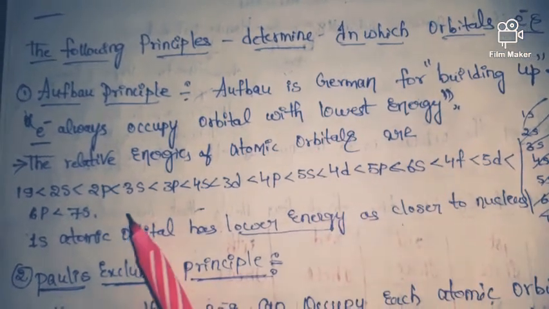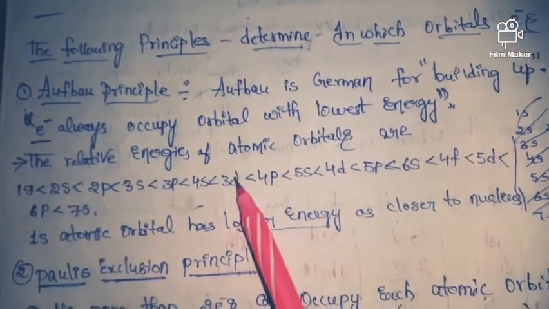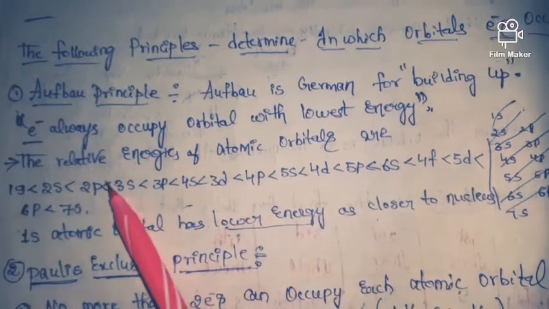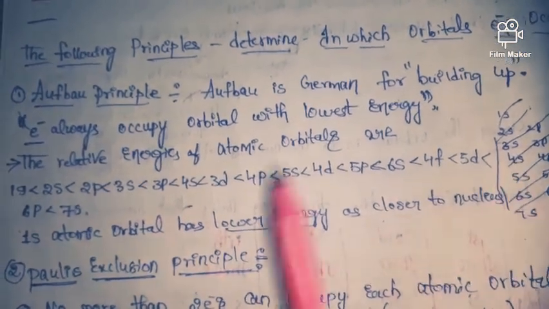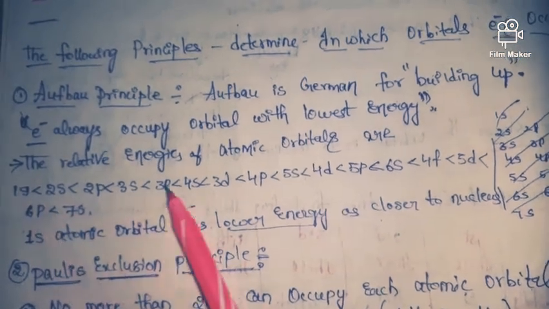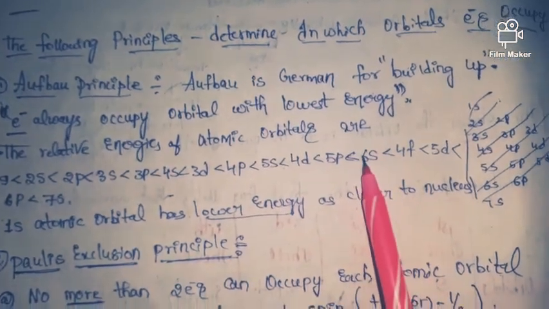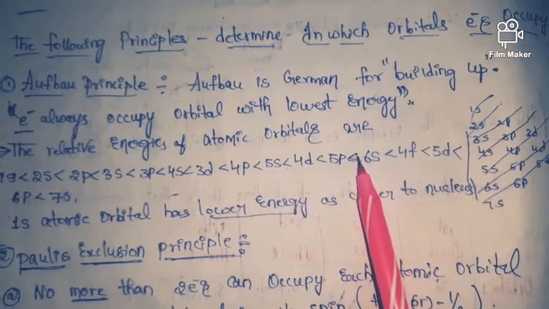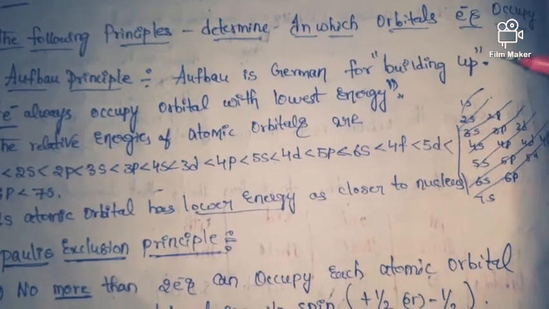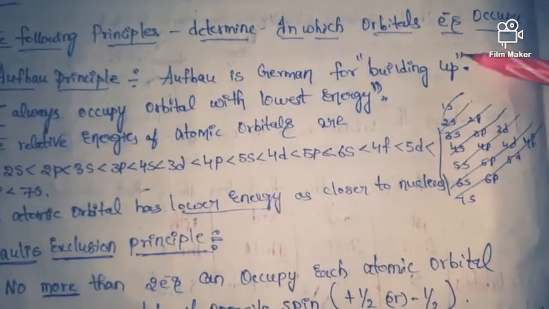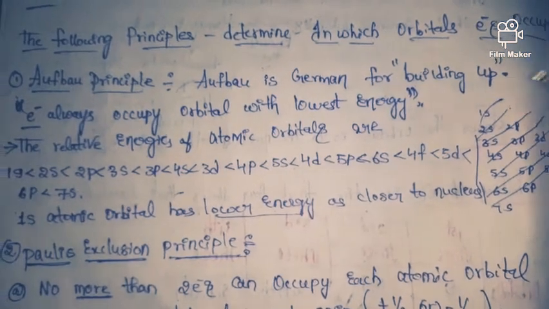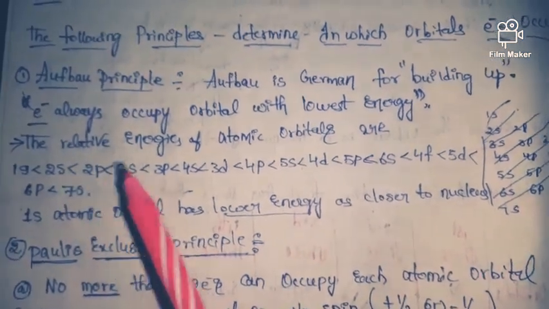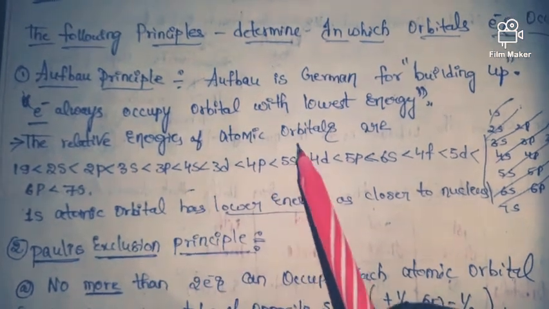So we should know the order of energies for the orbitals. Actually, this is the order, friends: the relative energies of atomic orbitals. This order is based on the Euler's diagram. I think you have an idea about the Euler's diagram; of course, here I mentioned it roughly. If you don't have an idea, just go and google it, friends. This is the relative energies of atomic orbitals.